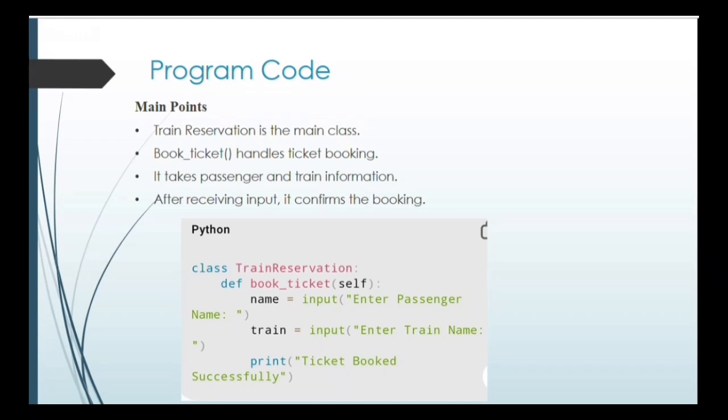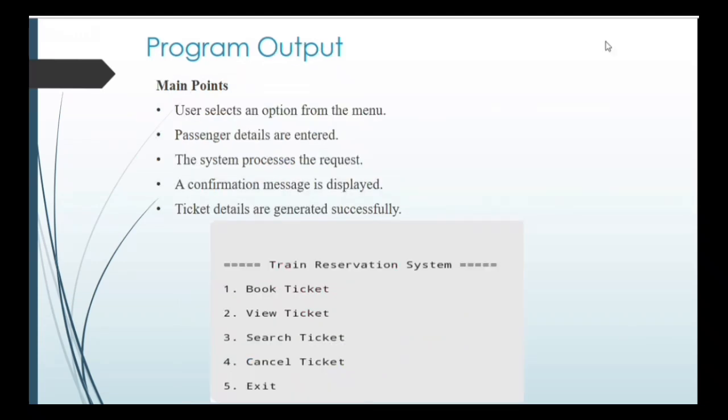real-life system. Now, when the program starts, the user is shown a main menu. This menu contains different options such as book ticket, view ticket, search ticket, cancel ticket, and exit. The user simply selects any option according to their requirement. For example, if the user wants to book a ticket, they will choose option 1. If they want to check an existing ticket, they can select the view or search option. This menu makes the system simple and interactive because all the main functions are available at one place.